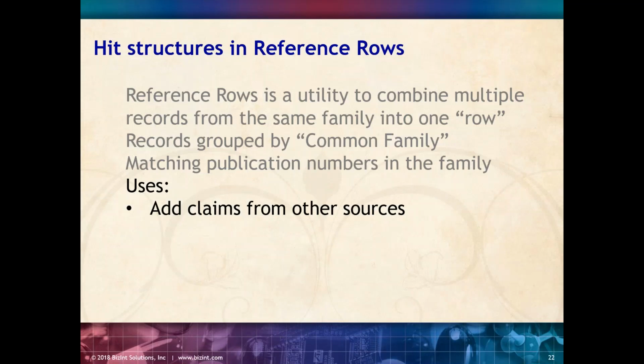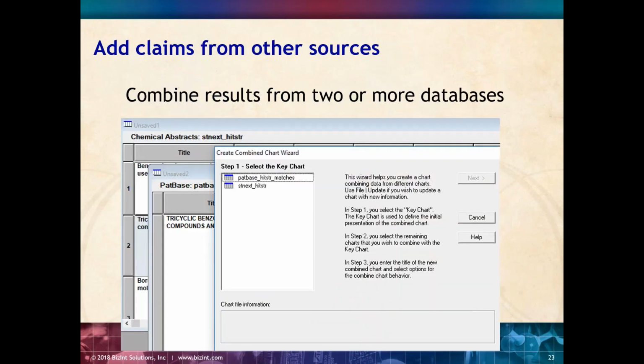So when we're looking at hit structures, what can we do with reference rows? Well, one of the first things that we do is taking the claims from another database. This could be if you transferred your results from CA Plus to EP full or US full or PCT full or something like that, you could grab your claims from there. In the example I'm about to show you here, we went to PatBase. So we transferred the publication numbers from CA Plus to PatBase, took those results. So now we have 3 families from chemical abstracts, 3 families from PatBase. Went to File Combine to combine those together.